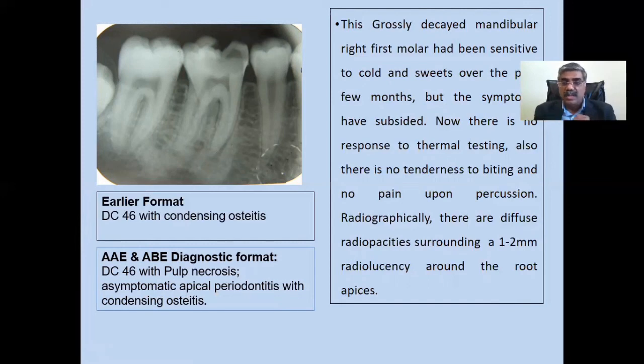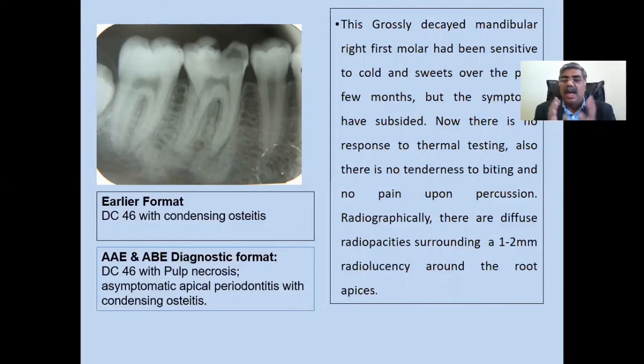There is no response to the thermal stimuli. Pulp vitality test was negative. And when you percuss, there is no symptom. So it is asymptomatic apical periodontitis with condensing osteitis. So it is more or less a descriptive diagnosis.